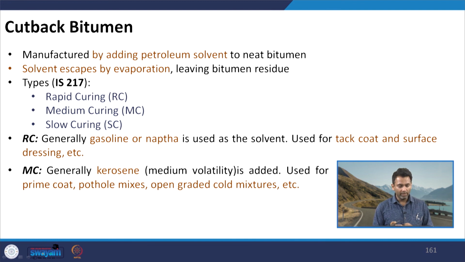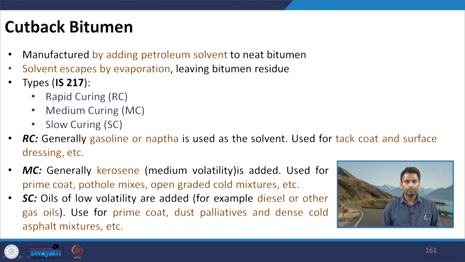So, we have medium curing cutback. Here the solvent which we use is kerosene, which has medium volatility, and it is popularly used for prime coat, pothole mixes, open graded cold mixtures, etc. Specifically for prime coat the grade MC30 is very popular, and in fact it is found that in comparison to bitumen emulsion, the medium curing cutback bitumen has better priming capability.